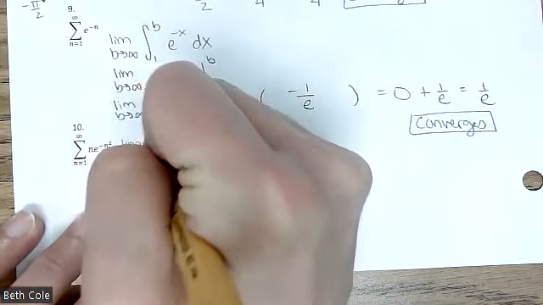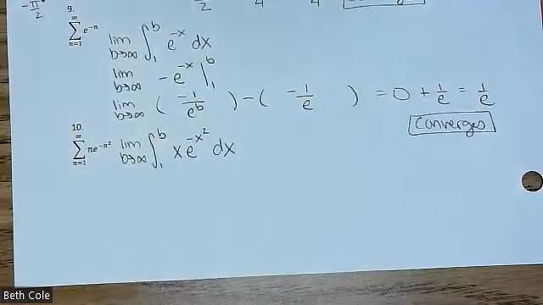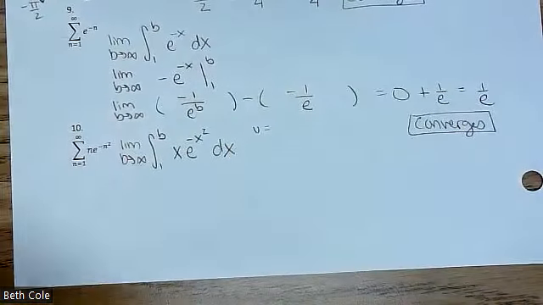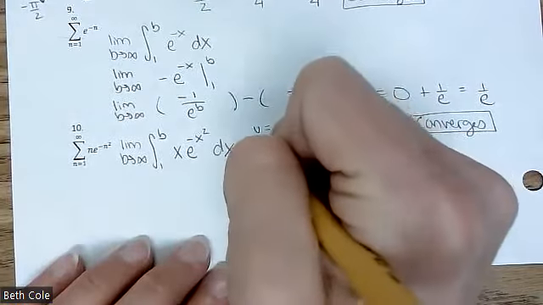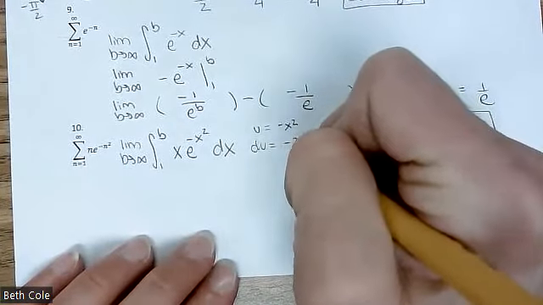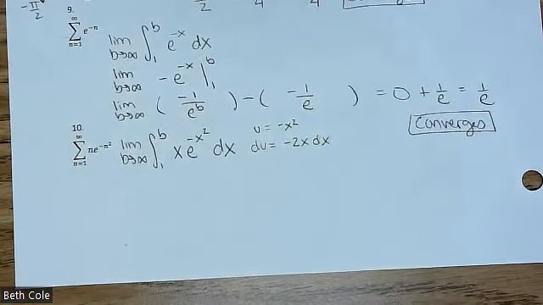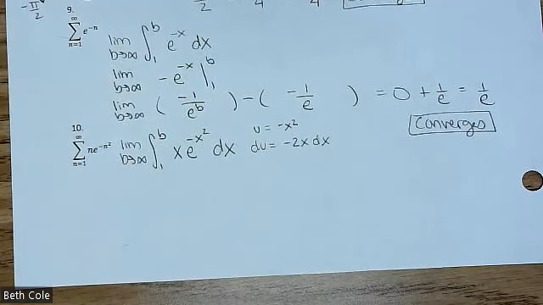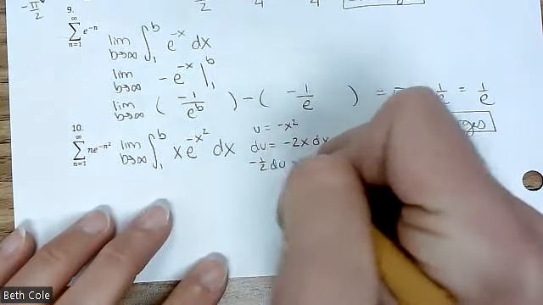Limit b goes to infinity, integral 1 to b, and then just recopy the thing with x's instead. This one's also going to be a u substitution. What would we let u equal? Good, negative x squared, du is negative 2x dx. I feel like if I tell you guys it's u substitution, you're all fine. So if you get stuck on your AP exam, just be like, well, I guess it's u substitution. All right, and then we would adjust with negative 1/2.